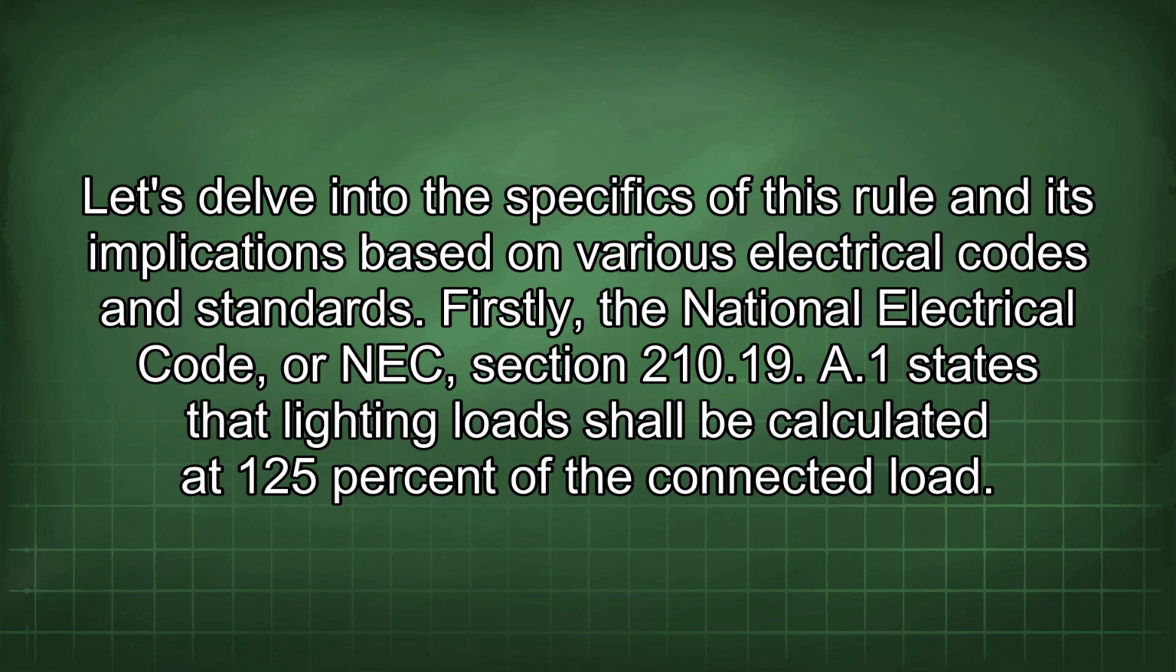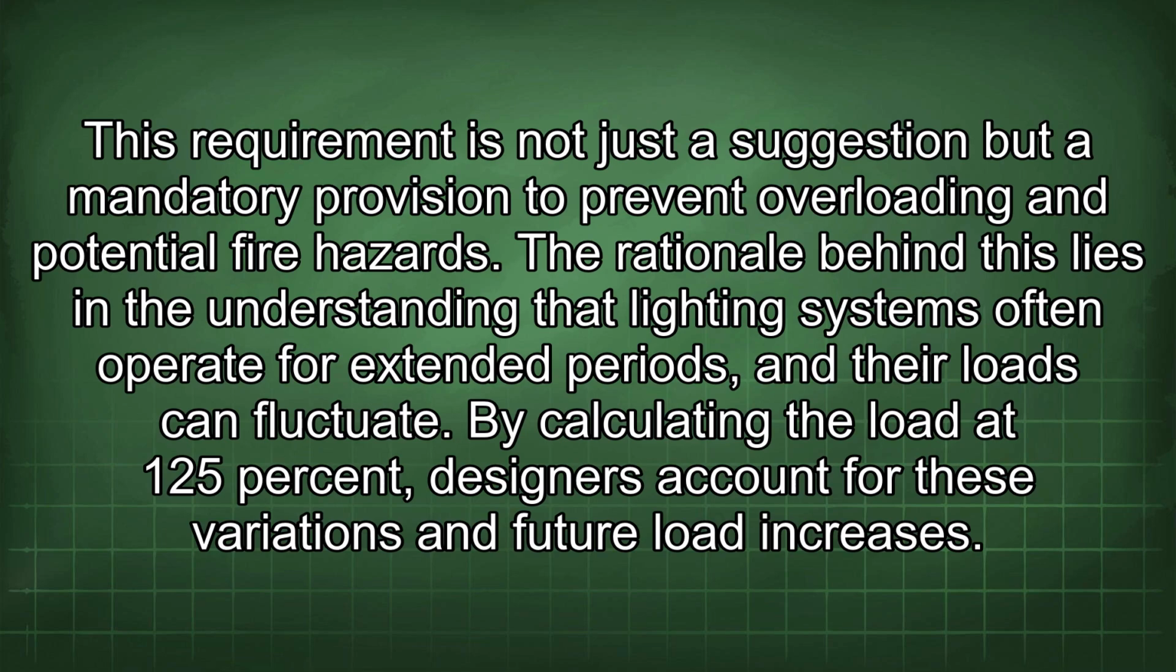Firstly, the National Electrical Code, or NEC, Section 210.19(A)(1) states that lighting load shall be calculated at 125% of the connected load. This requirement is not just a suggestion, but a mandatory provision to prevent overloading and potential fire hazards. The rationale behind this lies in the understanding that lighting systems often operate for extended periods, and their loads can fluctuate. By calculating the load at 125%, designers account for these variations and future load increases.